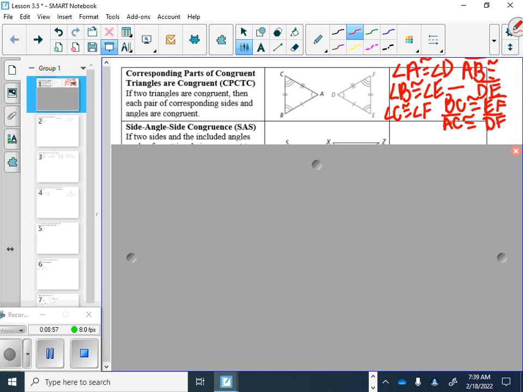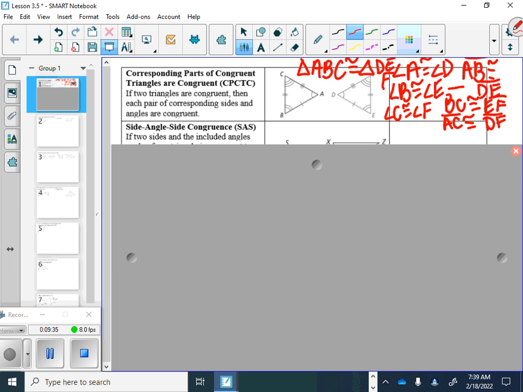Alright, so now that I've listed all the corresponding parts, I can say that triangle ABC is congruent to triangle DEF. So triangle ABC is congruent to triangle DEF. And notice how I wrote this, and based off this, I can also figure out all this. Okay? I said that angle A was congruent to angle D. A and D are the first letters in that phrase that I'm saying they're congruent. So they're going to be congruent to each other.